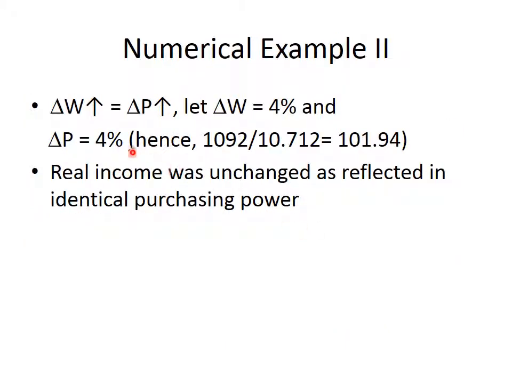Now let's look at a situation where the change in wages, in this case an increase, is the same as the change in prices. Let the wage increase be 4% and the price increase be 4%. Now this is borrowing from the previous numbers. We're left with 1,050. Well, a 4% increase in that brings us to 1,092. And we were left with, what was it, $10.30. Well, a 4% increase in that is going to bring us to $10.71. Okay, you'll notice that our actual purchasing power hasn't changed.